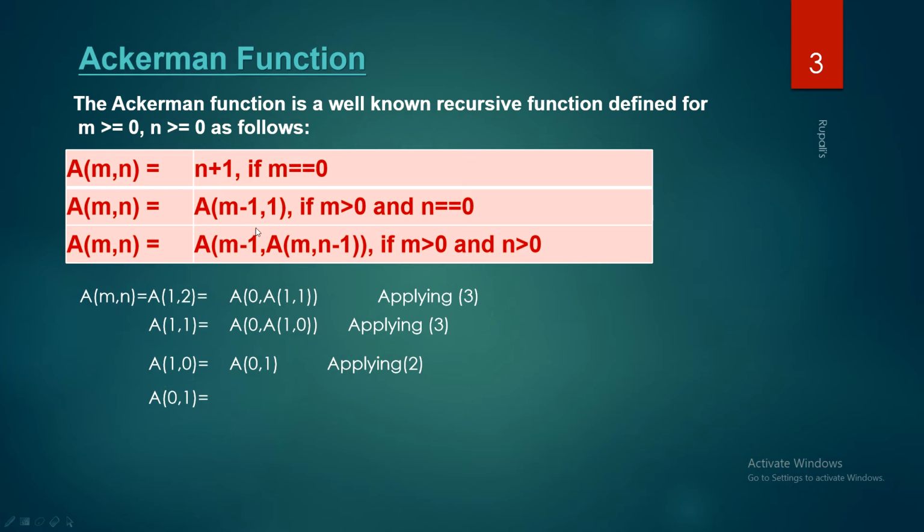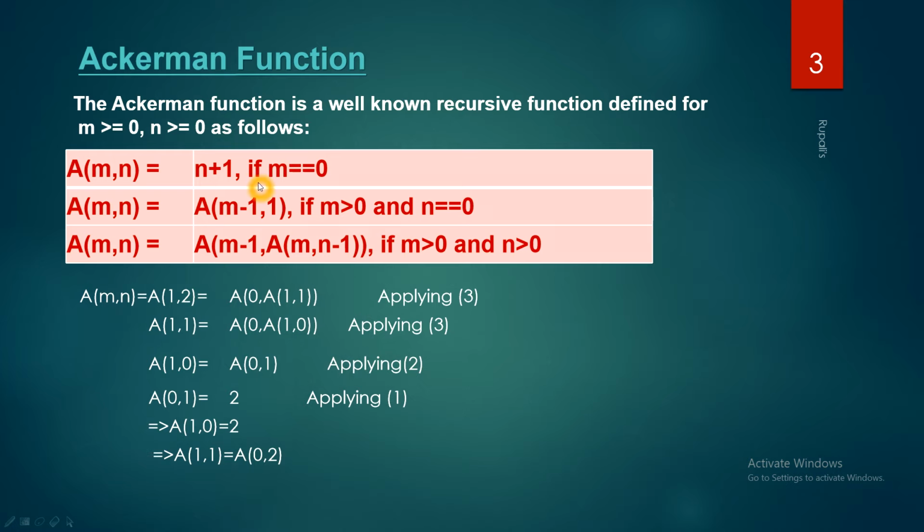So for A(0,1), m equals 0, so we can apply rule 1 and we get the result n plus 1. So it is 1 plus 1, which is 2, by applying rule 1. Now when A(0,1) equals 2, then we can say A(1,0) equals 2. And when A(1,0) equals 2, we can write A(1,1) equals A(0,2).